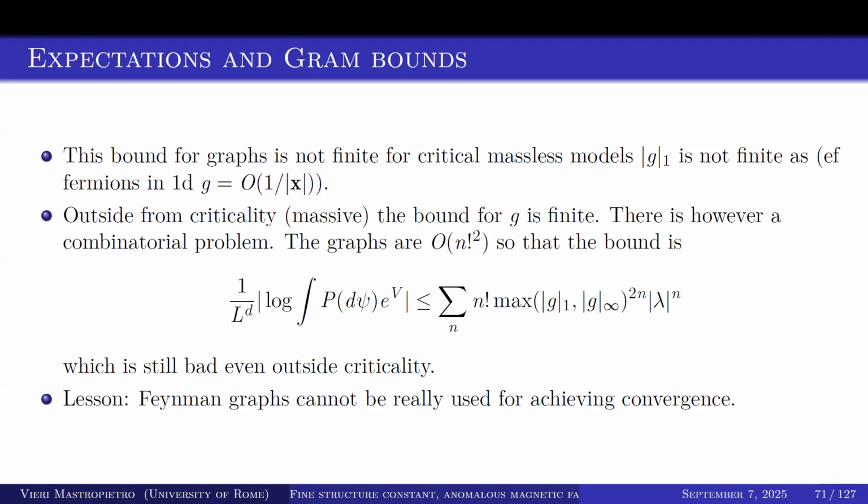So let me discuss first the problem of killing the n factorial, and then I come back to the problem of these norms which are not finite. But the problems have to be solved simultaneously. So, lesson: the Feynman graphs cannot really be used for convergence. You can believe that I am a fanatic of Feynman graphs. In fact, I am, but they cannot be used.